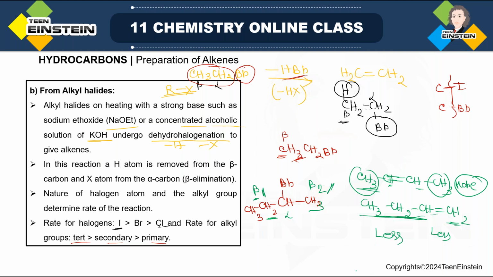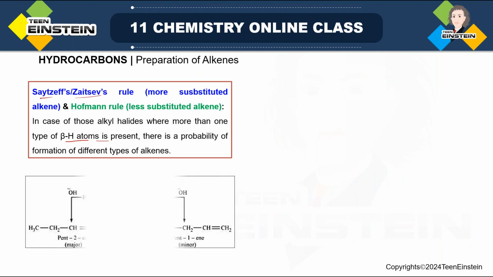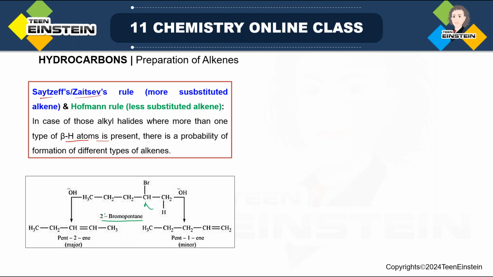Fine. So when you have more than one type of beta hydrogen, there is a chance of getting different types of alkene, and you have to understand which one you will get as major product. You will get more substituted alkene as the major product, and that is based on Saytzeff rule. Look at this example. Here we have taken 2-bromopentane. In 2-bromopentane, this is alpha carbon because directly with this carbon bromine is attached. This is beta carbon. Suppose this is beta 1, this is beta 2.